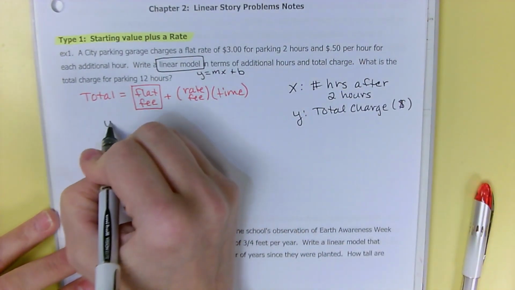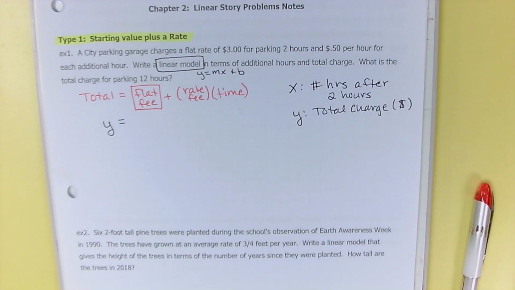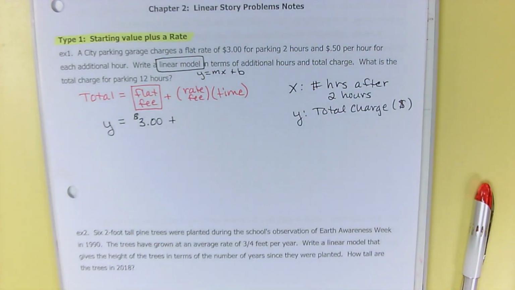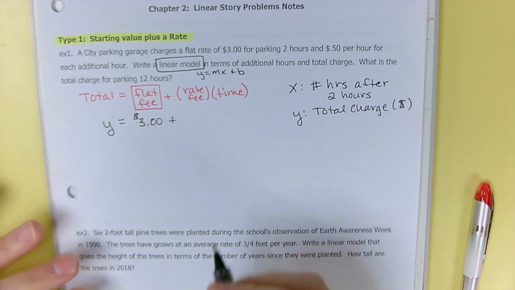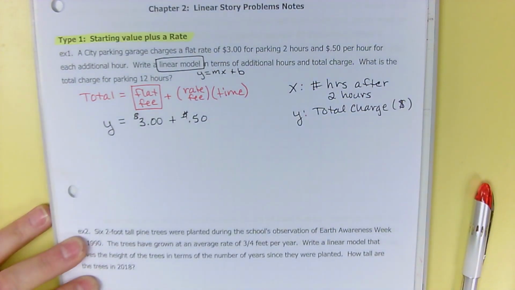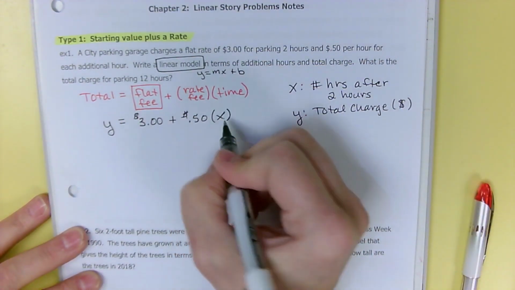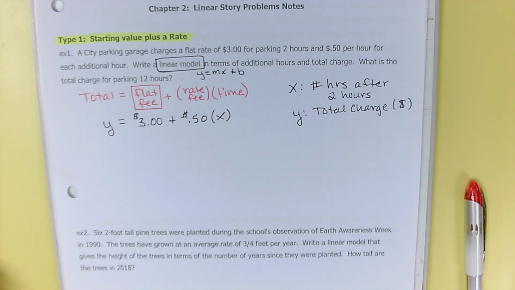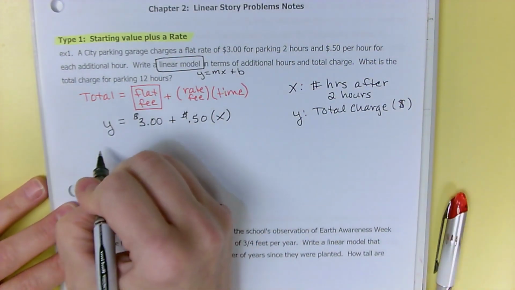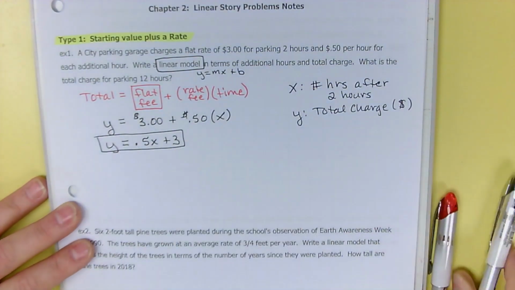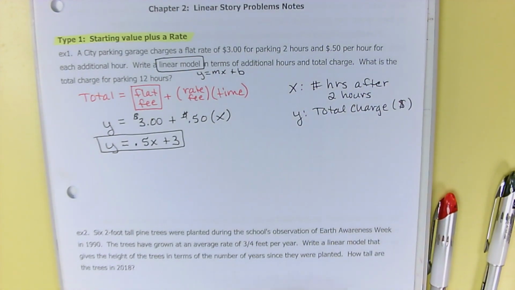So our total charge is y equals, and then reading it again, it says it charges a flat rate of $3. So our flat rate is $3 plus 50 cents per hour for each additional hour. So $0.50, because you've got to keep dollars in dollars, times the number of hours over 2 hours, which is x. You say, well, Ms. Wright, this doesn't exactly look like a line equation. That's because we just have to put the x second. So your equation is y equals 0.5x plus 3. Now it looks like y equals mx plus b. Put a box around it.